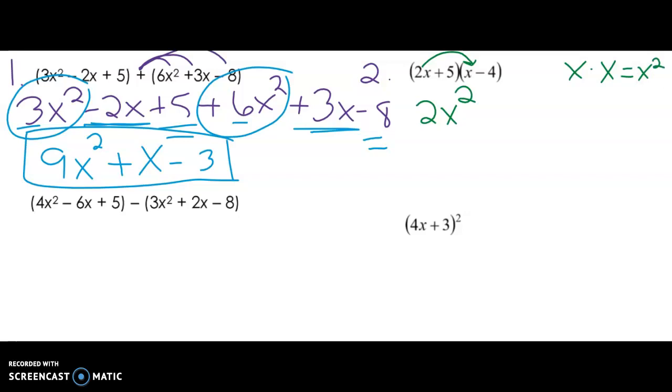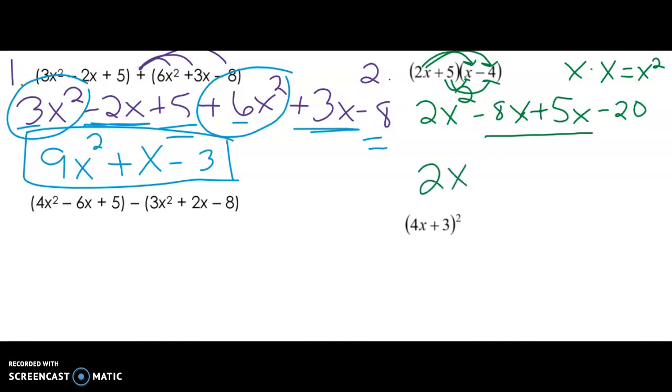Then we're going to multiply 2x times negative 4. 2 times negative 4 is negative 8, and we have an x. Then we're going to go underneath. 5 times x is a positive 5x. And 5 times negative 4 is negative 20. Now we combine our terms that are the same, combine like terms. The only 2 terms that are alike are the 2 in the middle. So we have 2x squared minus 3x minus 20.